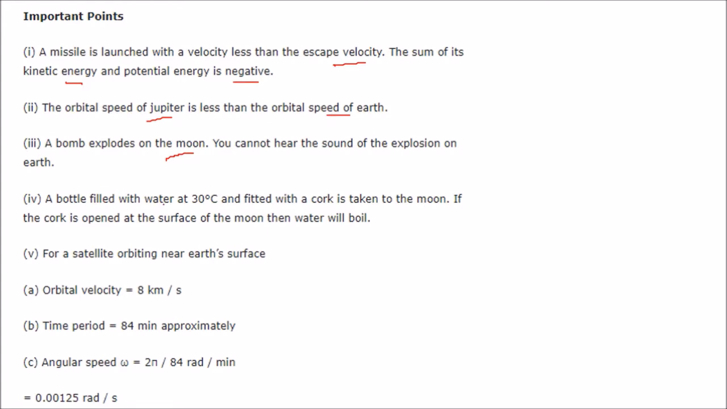A bottle which is filled with water at 30 degree centigrade and fitted with a cork is now taken to the moon. If you open this cork at the surface of the moon, then the water is going to boil. For a satellite orbiting near the surface of Earth, we have orbital velocity as 8 km per second, time period approximately 84 minutes, and the angular speed is approximately 0.00125 radian per second.